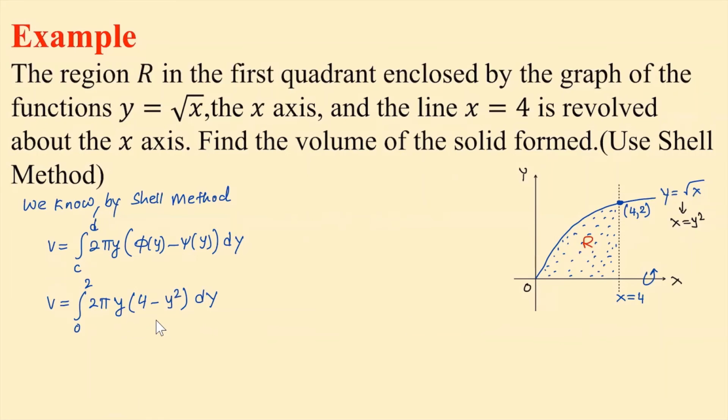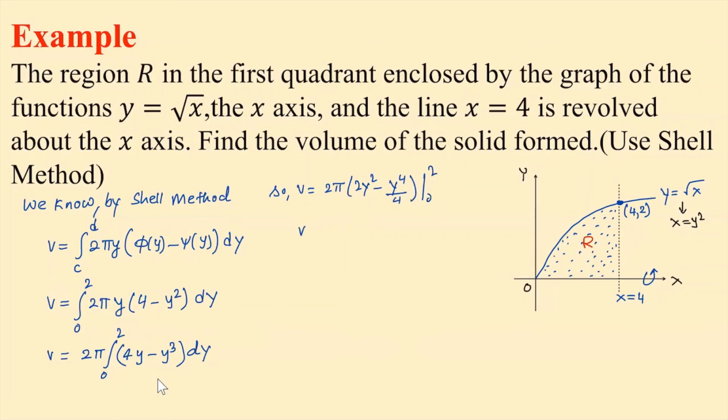Now we need to integrate this, but before that, let's take that 2 pi out. Integration from 0 to 2. If we multiply by y, that will be 4y minus y cubed integrated with respect to y. The volume is equal to 2 pi. If we integrate 4y, that will be 2y squared, minus, if we integrate y cubed, it will be y to the 4 over 4, which needs to be evaluated between 0 and 2.